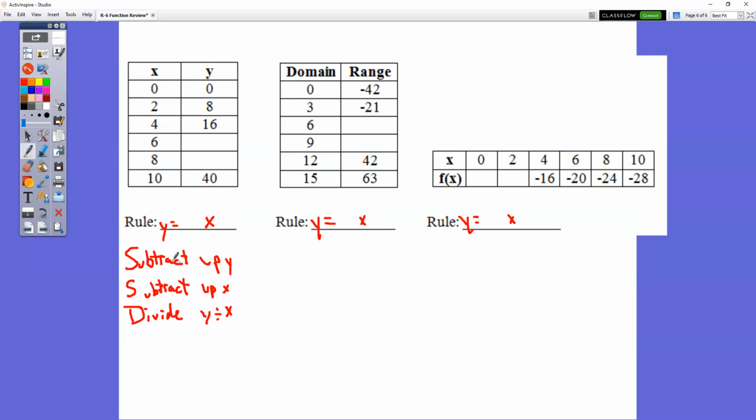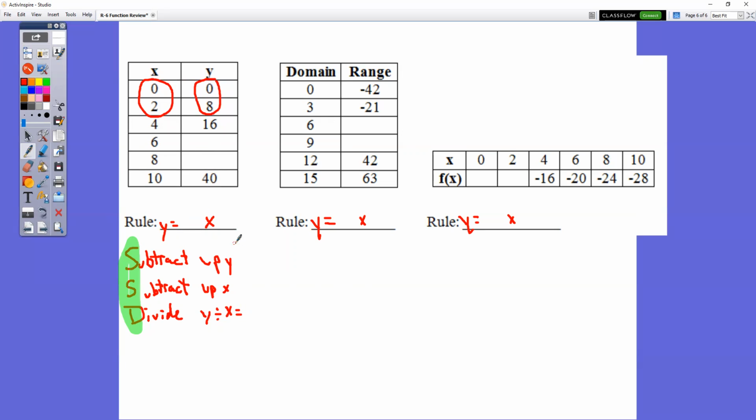When that happens, we have to use subtract, subtract, divide, SSD. Subtract going up the y, choosing two numbers. Choose two numbers, subtract going up the x, and then divide your two answers to get the number that goes in front of your x.